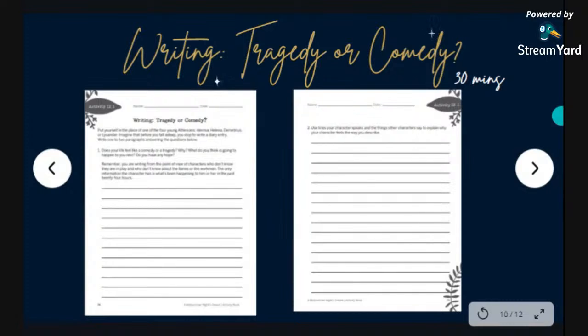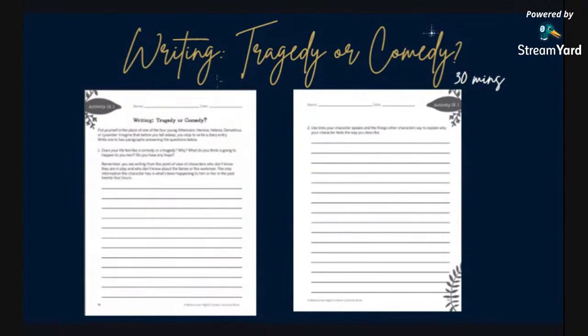which says, "Put yourself in the place of one of the 4 young Athenians, Hermia, Helena, Demetrius, or Lysander. Imagine that before you fall asleep, you stop to write a diary entry. Write 1 to 2 paragraphs answering the questions below. 1. Does your life feel like a comedy or a tragedy? Why? What do you think is going to happen to you next? Do you have any hope?